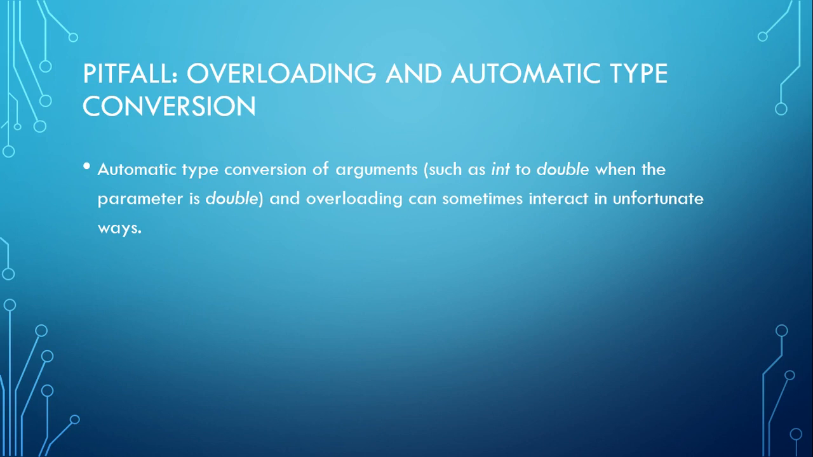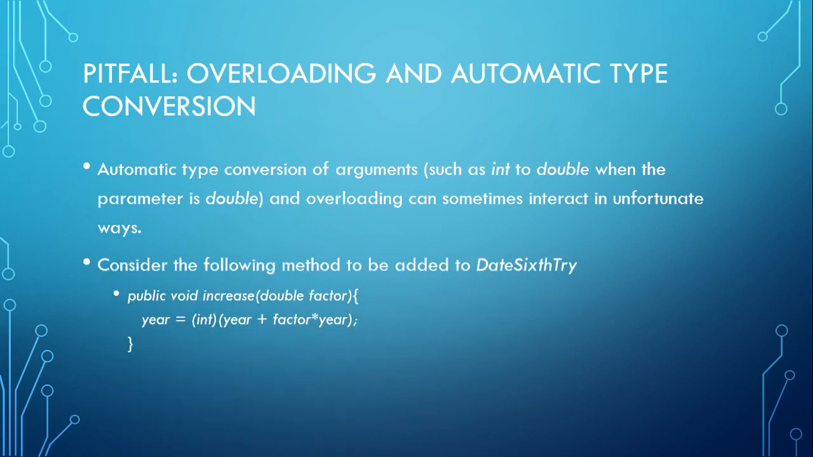So automatic type conversion of arguments, such as int to double when the parameter is double, and overloading can sometimes interact in kind of unfortunate ways. So to start off, let's consider the following method be added to our Date6Try class. We're not actually going to add it, we're just going to think about it. public void increase(double factor), and we're going to say year is equal to (int)(year + factor * year). And notice this int is in parentheses, which means it's going to do a typecasting.